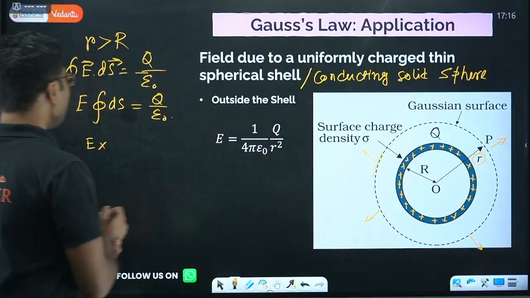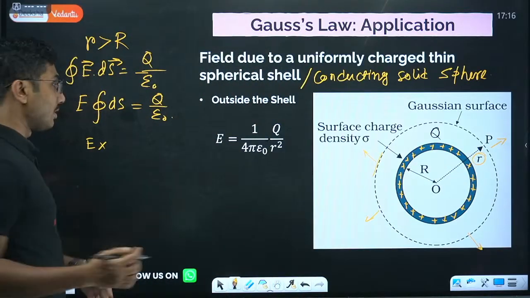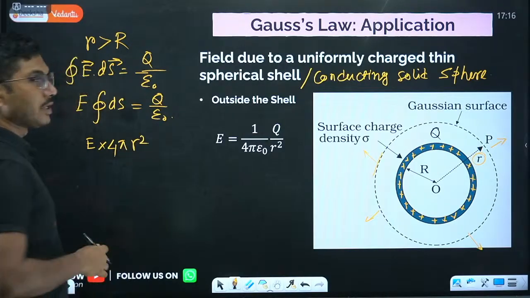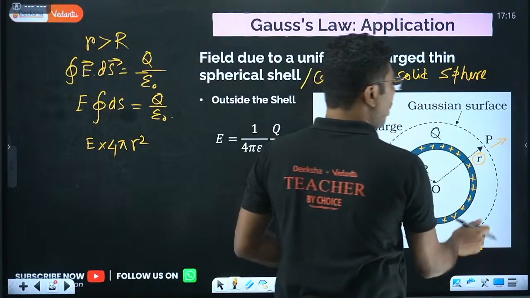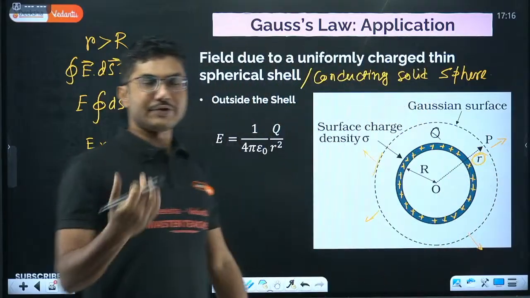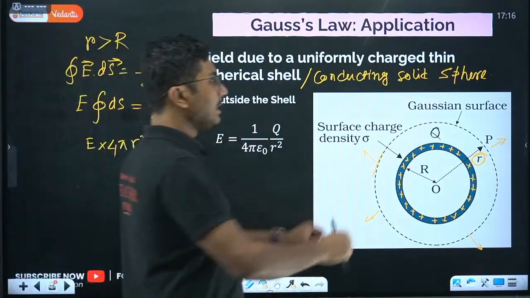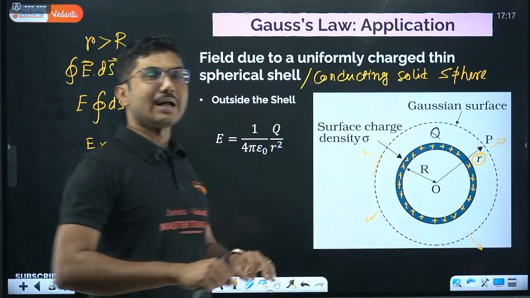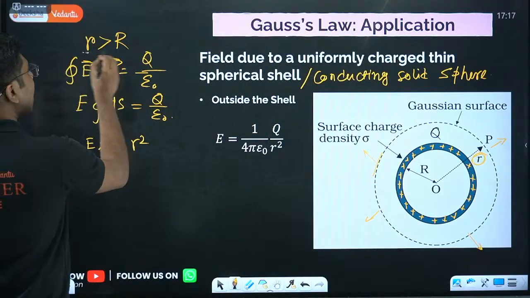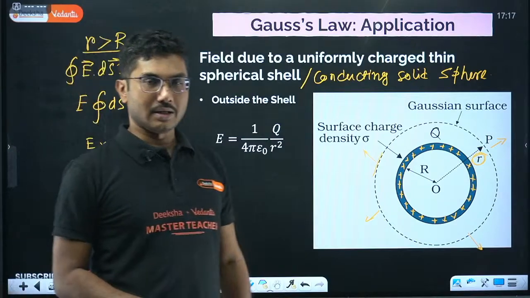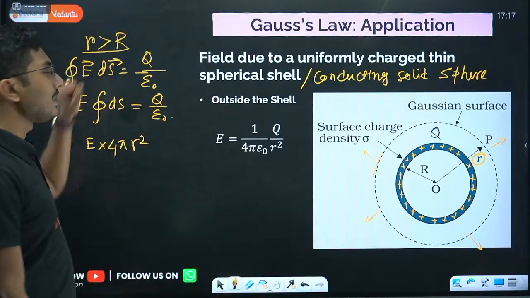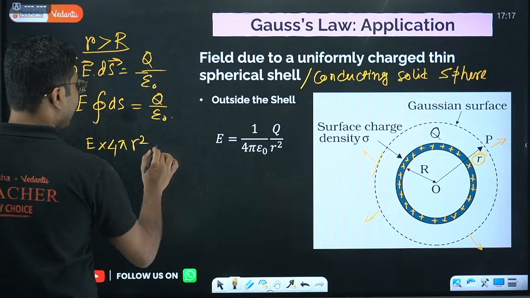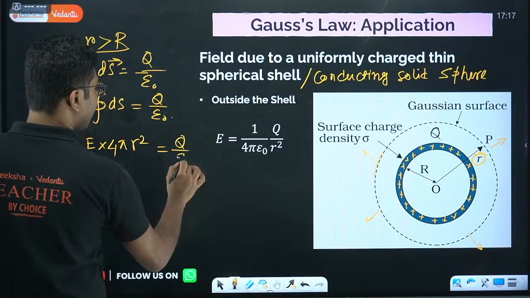Total surface area will be that of a sphere. What is the surface area of a sphere? It will be 4 pi r square. Surface area of this bigger sphere of radius r. Here the radius of this larger Gaussian surface is small r. This capital R is immaterial. The only thing you need to check is whether r is greater than or less than capital R, otherwise capital R is not important. So E into 4 pi r square equals Q upon epsilon naught.